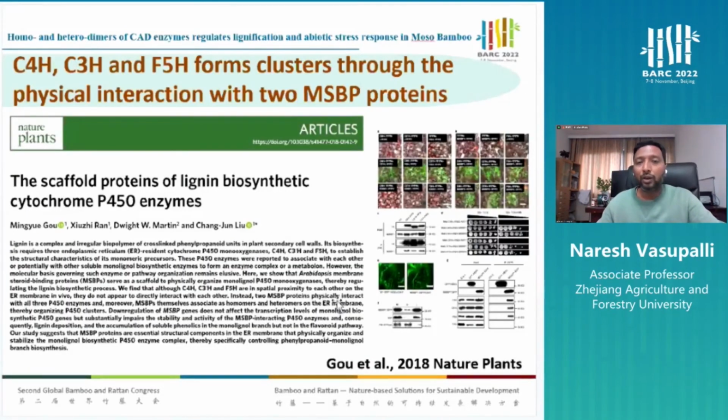It was well noted that the lignin biosynthesis enzymes C4H, C3H, F5H form complexes. But recently, Cheng group has identified that MSBP proteins act as a scaffold to physically organize C4H, C3H, and F5H enzymes.